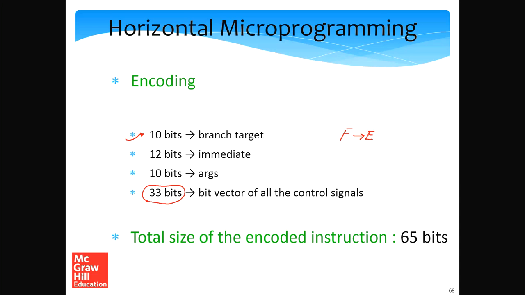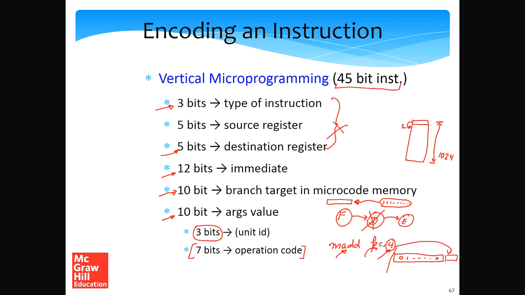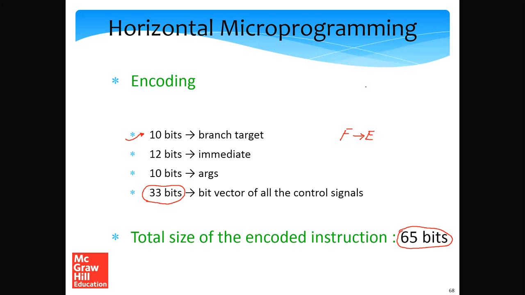So the advantage is we are getting rid of the decode stage, so our logic will be simpler and the processing will be faster. That's the advantage of horizontal microprogramming. The disadvantage of horizontal microprogramming is that we'll have a longer instruction. It will require more bits to store, 65 bits as compared to 45 bits for vertical microprogramming. So number one, it will require more size, which in some cases is okay, in some cases it's not okay.